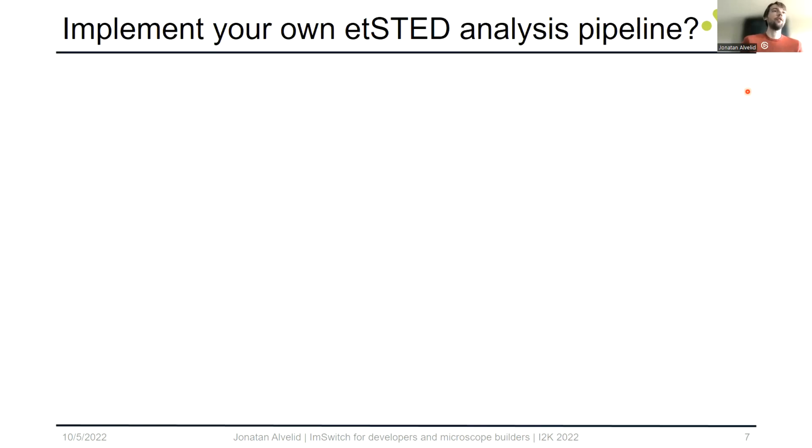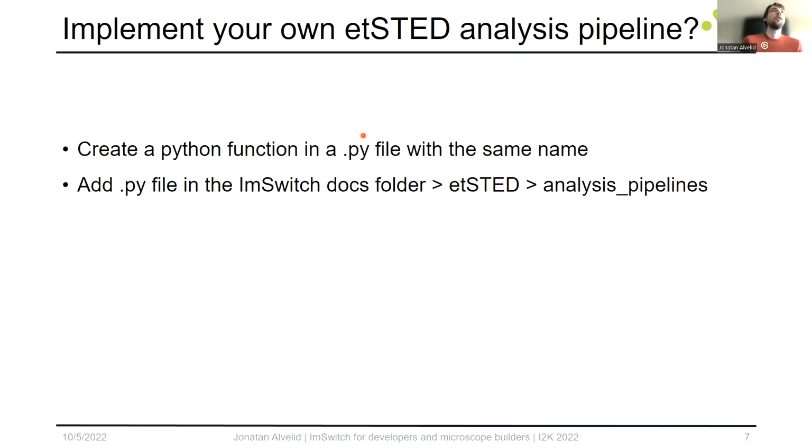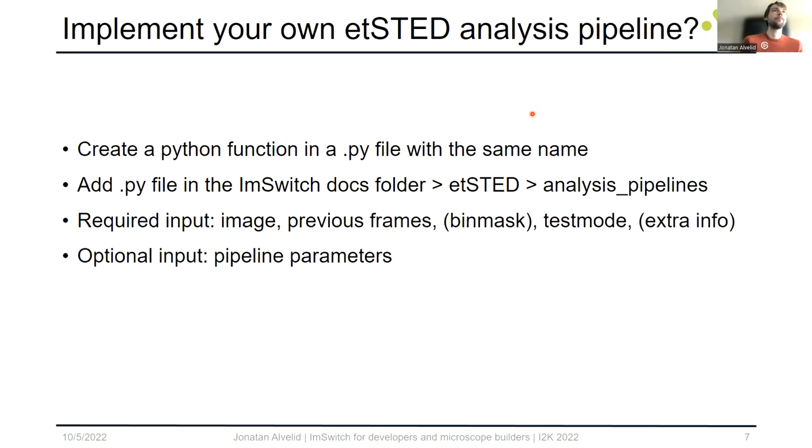If you're interested in using this method, you likely have a type of event that you want to detect. So you create your own Python function in a Python file, with an analysis pipeline that actually detects this event from an incoming image. You add this in the ImSwitch user documents folder, in a certain folder that you can create if it's not already created.